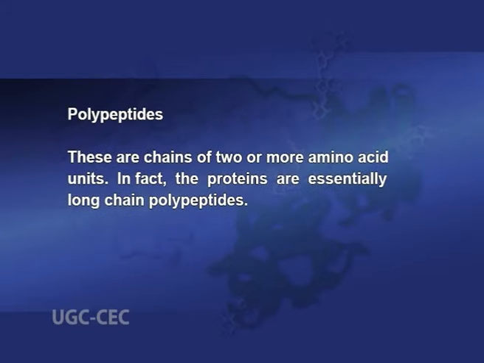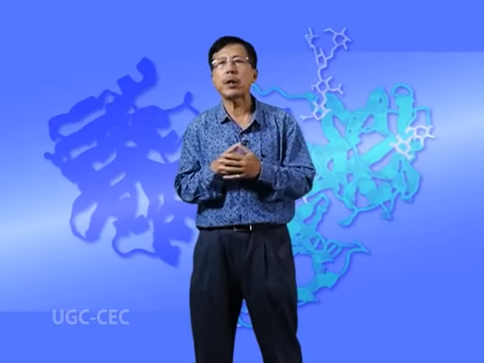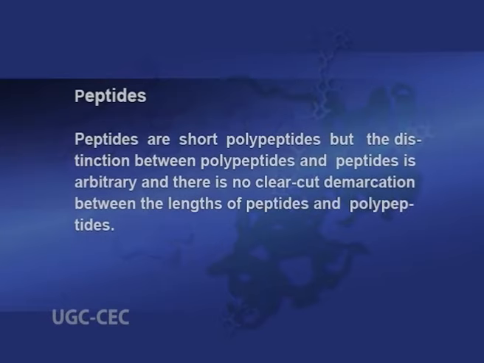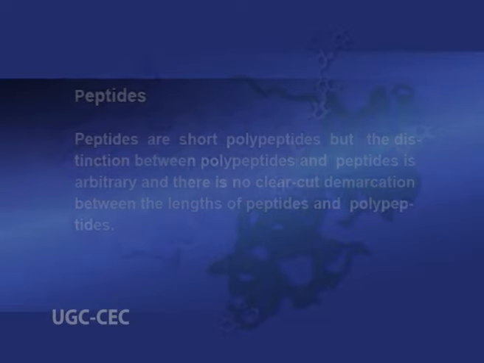Polypeptides form the next group of derived proteins. These are chains of 2 or more amino acid units. In fact, the proteins are essentially long chain polypeptides. The next category is peptides. Peptides are short polypeptides, but the distinction between polypeptides and peptides is rather arbitrary, and there is no clear-cut demarcation between the lengths of peptides and polypeptides.